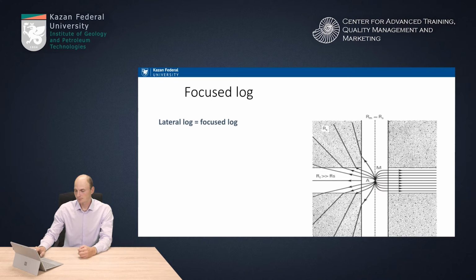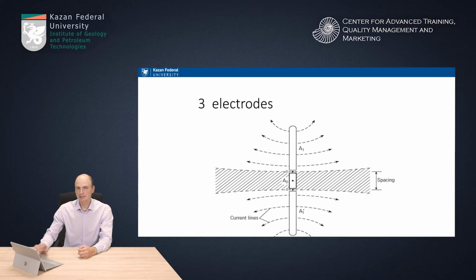How does it work? If we are looking at the simplest tool of Lateralog deep, it consists of 3 electrodes: A1, A0 and A2. These 3 electrodes push the electrical current into the outer space. And it occurs that the current from the central electrode is pushed to move only inside the formation. And that's how we can prevent the current leakage.